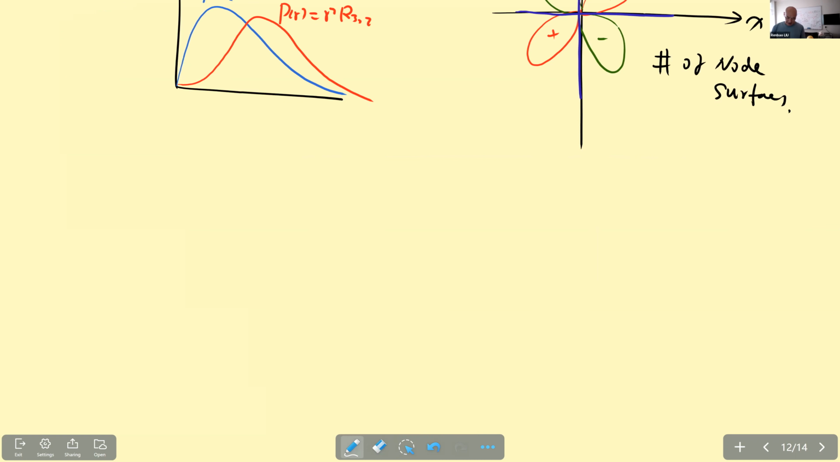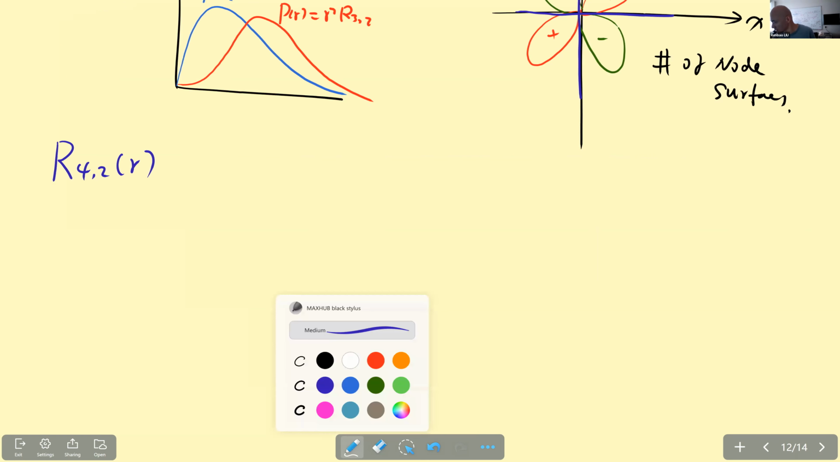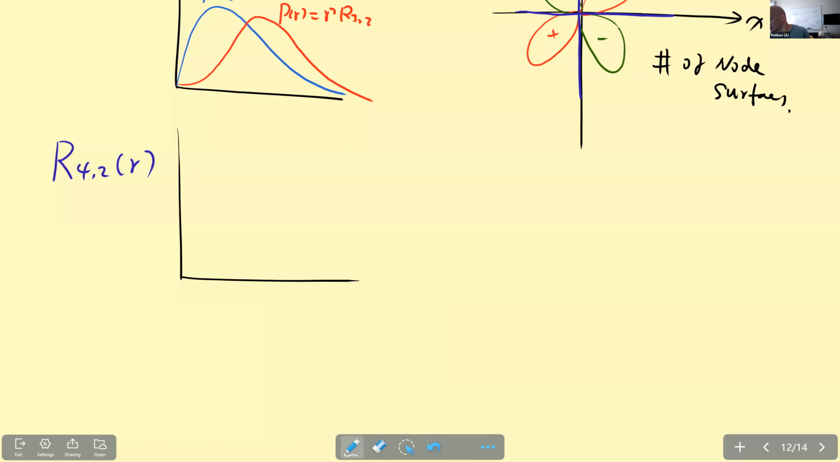right? Let's try one more thing, okay? Let's say look at the R4 R, okay? In this case, now the radial part has actually one oscillation that goes like this one.